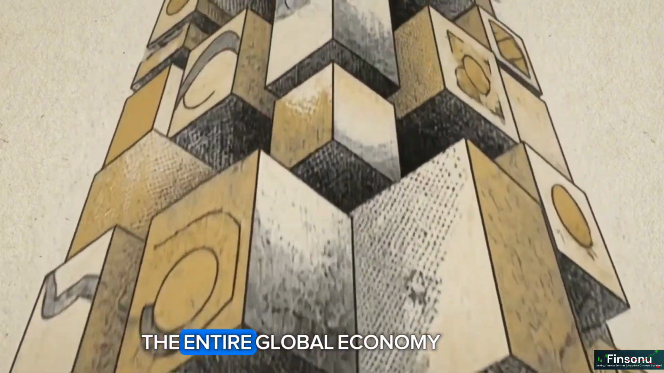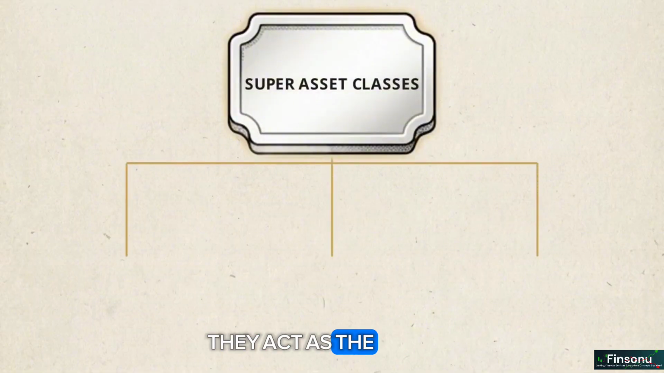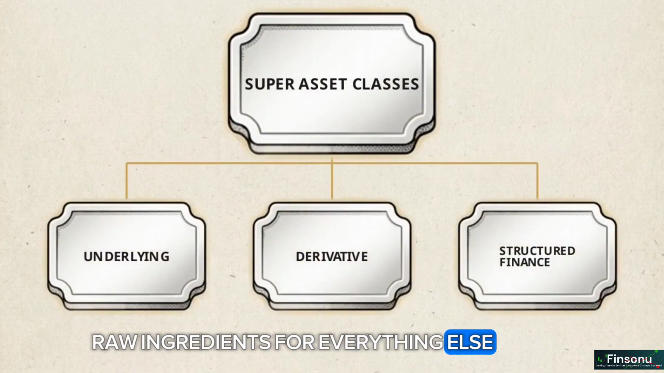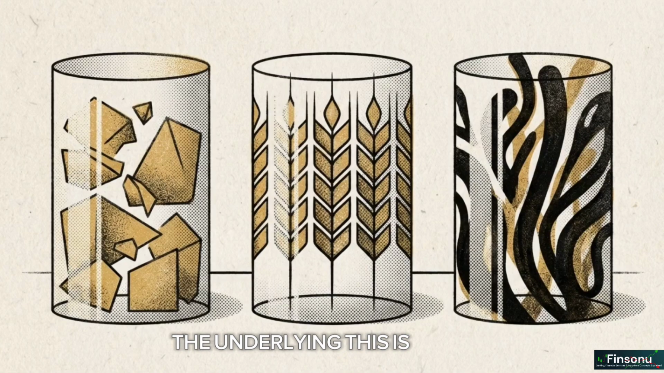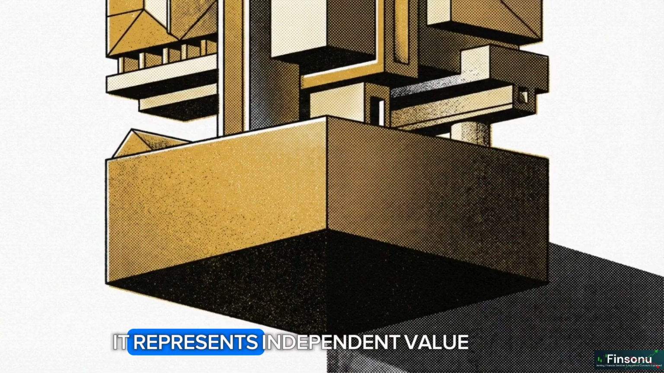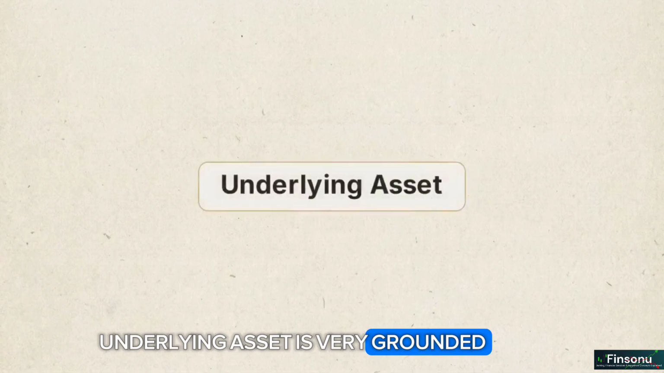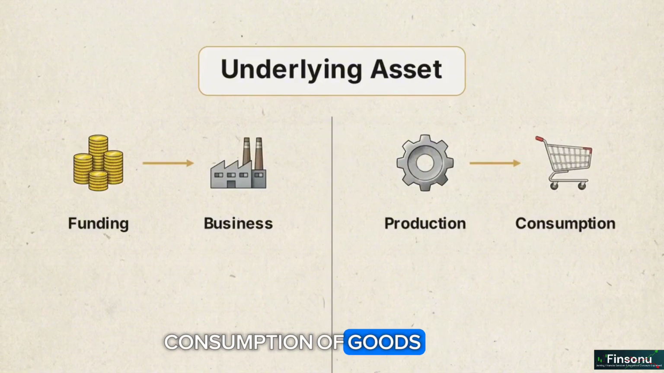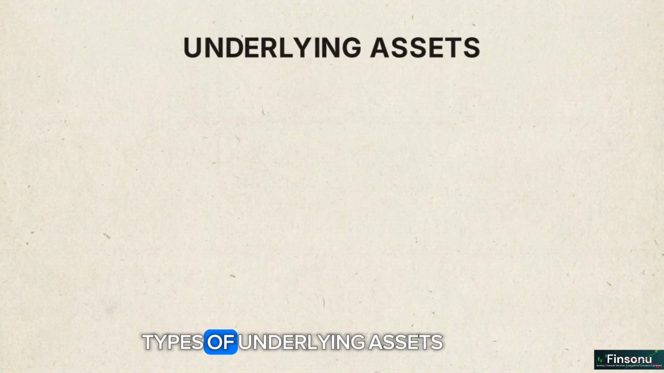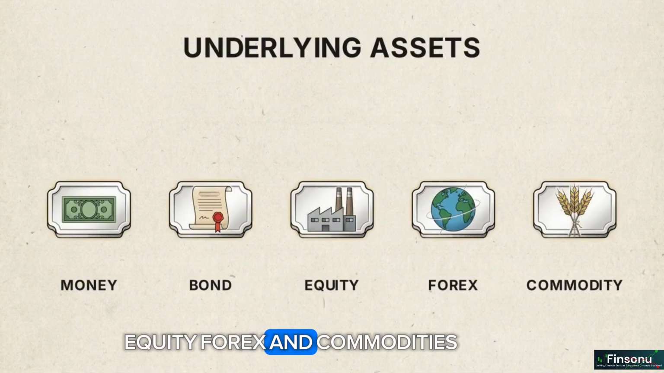So to really understand what you're buying at the bottom, we need to look at the top. The entire global economy is built from just 3 super asset classes. They act as the raw ingredients for everything else. The first and most important ingredient is called the underlying. This is the foundation of the market. It represents independent value. The purpose of an underlying asset is very grounded. It either funds a business or supports the actual production and consumption of goods. There are exactly 5 types of underlying assets. We have money, bonds, equity, Forex, and commodities.